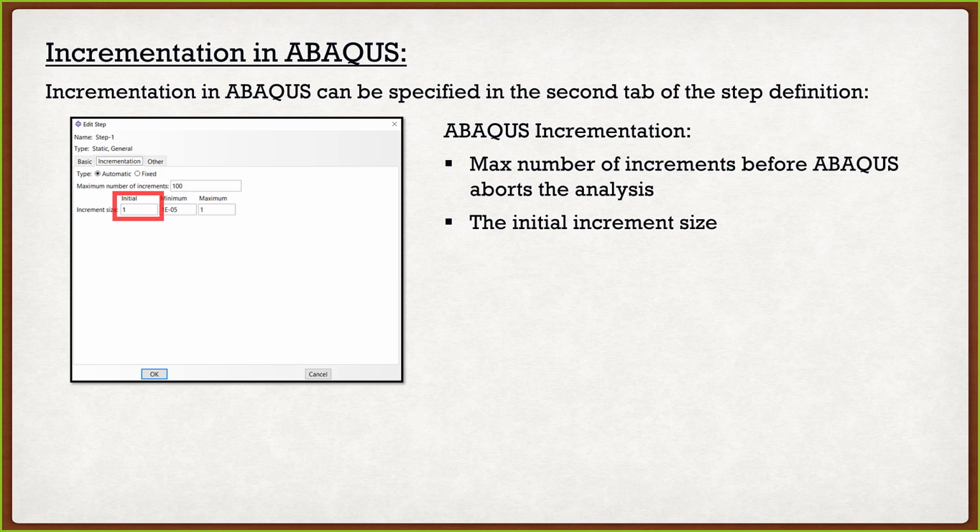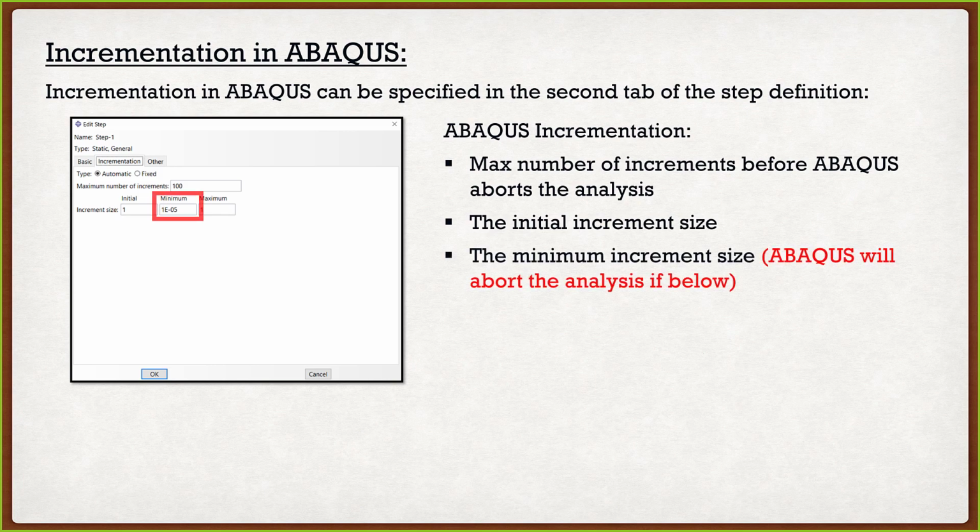So what we usually do for this initial increment is we set it to 10%, depending on your problem. If it's an average problem, we set it to 10% or 0.1. All right, that's what we do. If it's a highly nonlinear problem, we will probably even decrease it further, maybe to 1%, something like that. So that's basically just the initial increment that ABAQUS does.